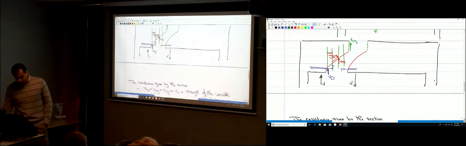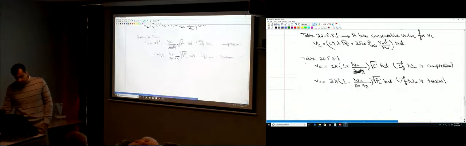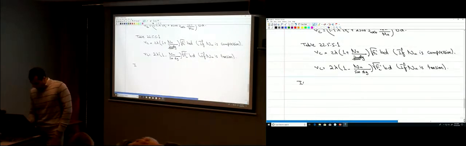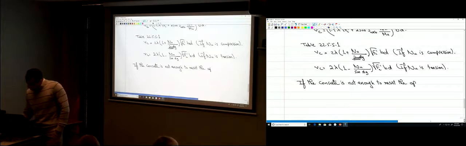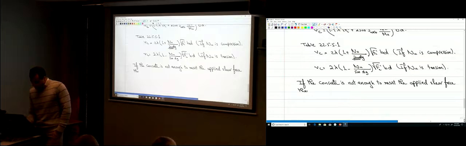Okay? So if the concrete is not enough to resist the applied shear force, then shear reinforcement is required.